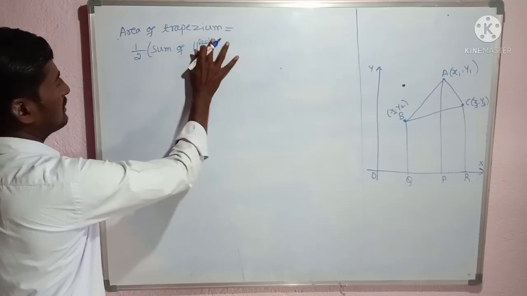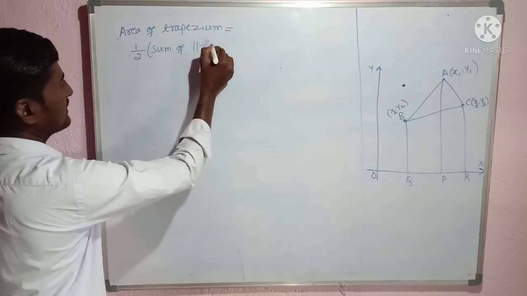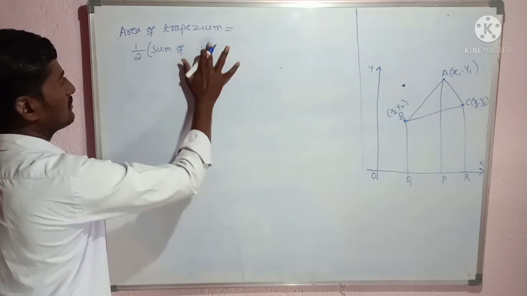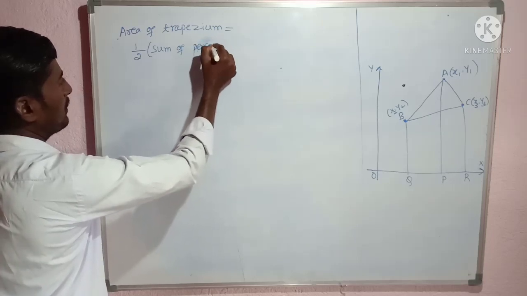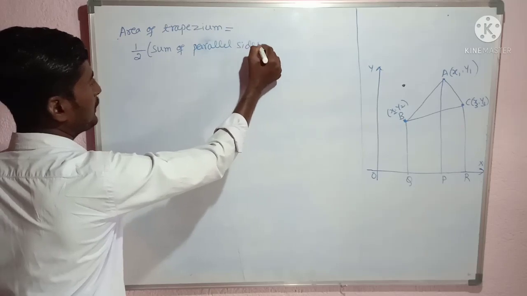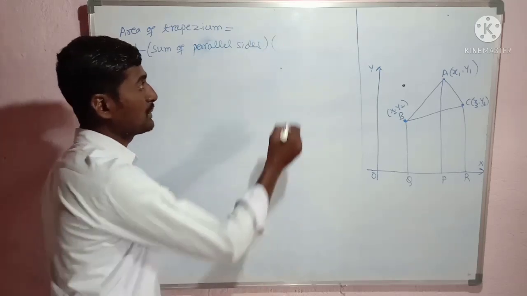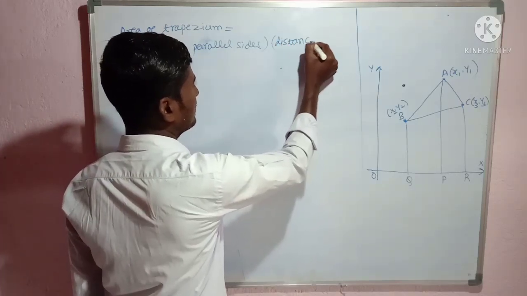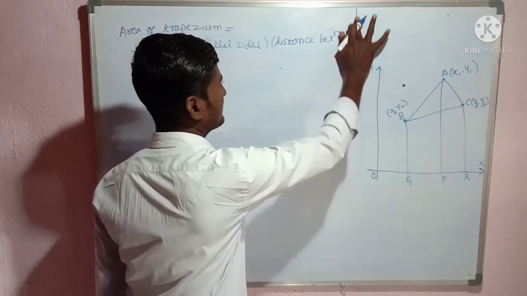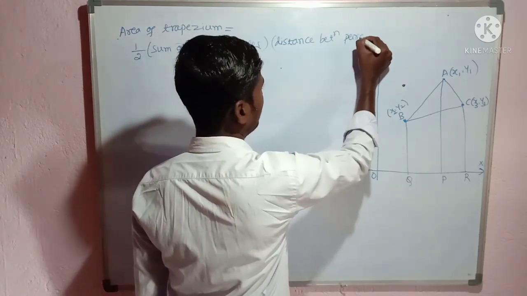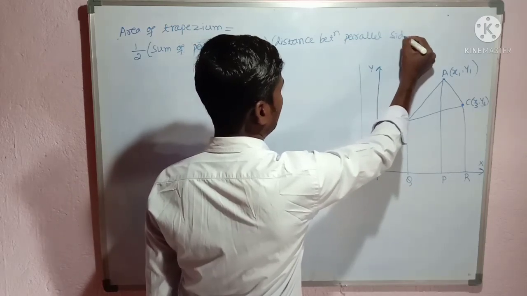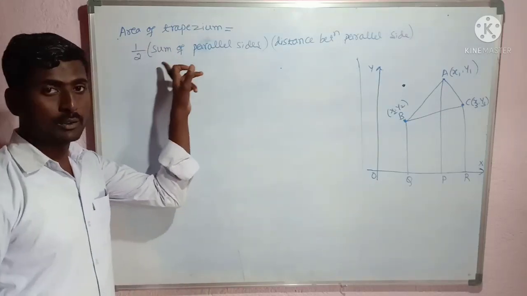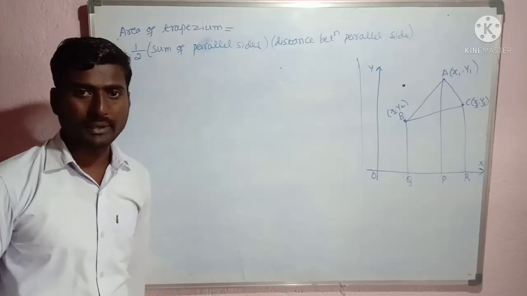Sum of parallel sides into distance between them, or distance between parallel sides. Okay. So this is the formula. What is the area of trapezium? 1 by 2 into sum of the parallel sides into distance between the parallel sides.